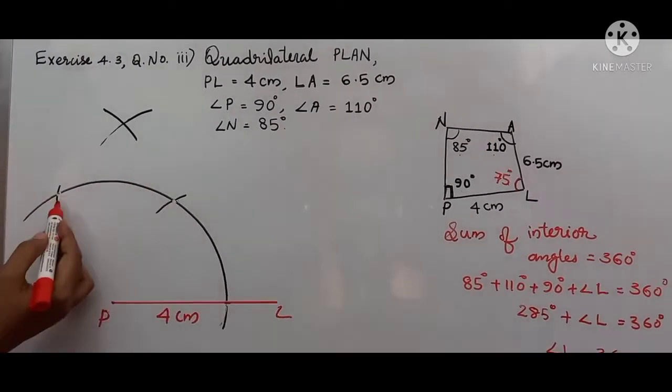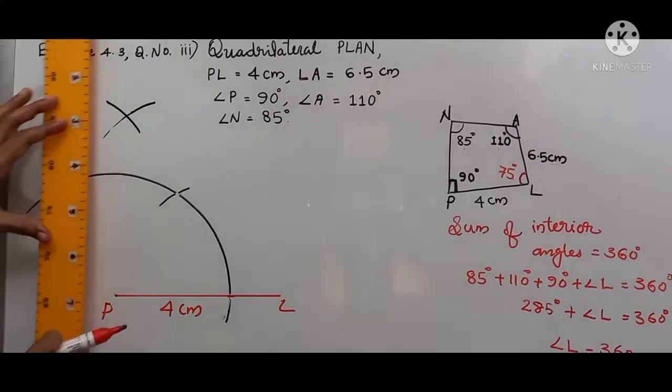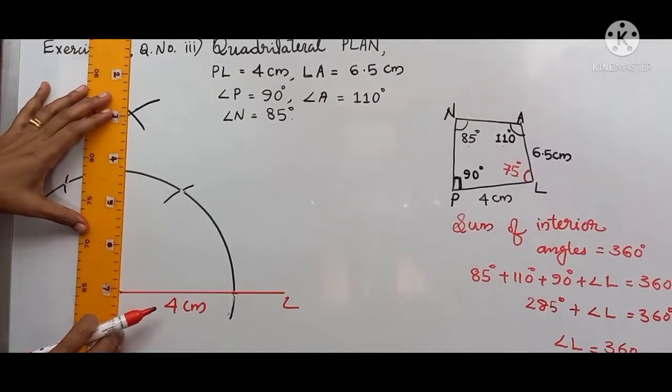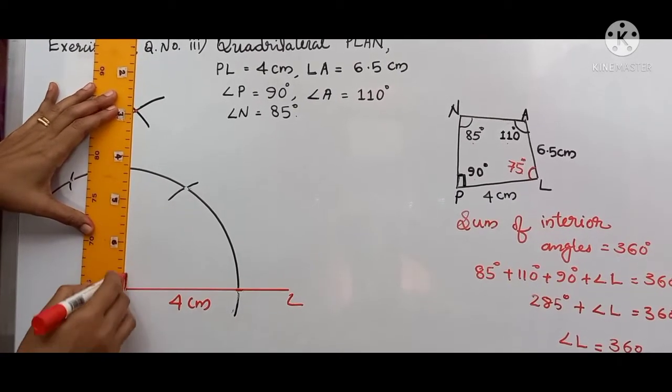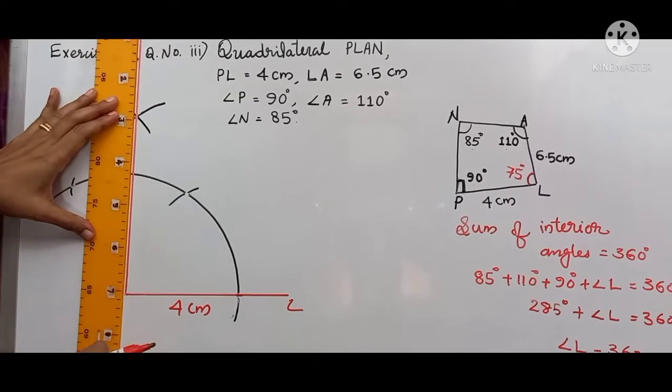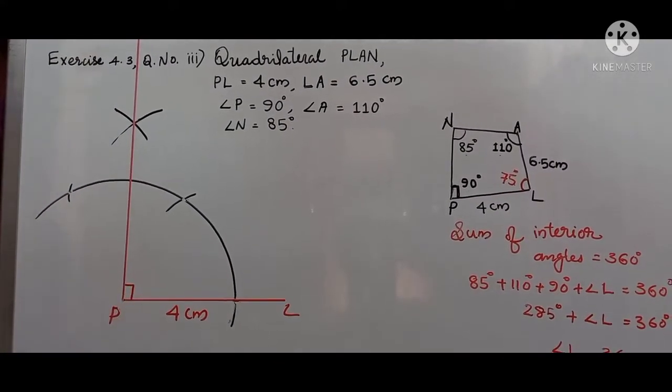This is 60, 120, and the bisector of 60 and 120 is 90 degree. Now I'm joining this 90-degree point. We marked here, we have got this point and this P we are joining. Now we have completed that 90-degree angle here.